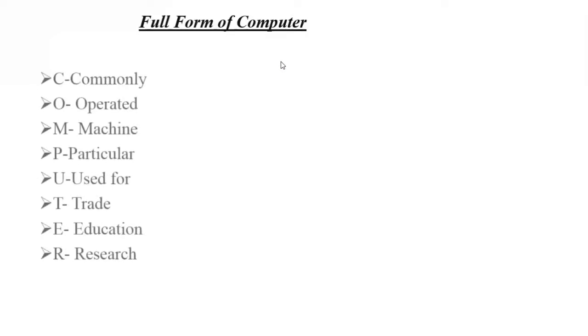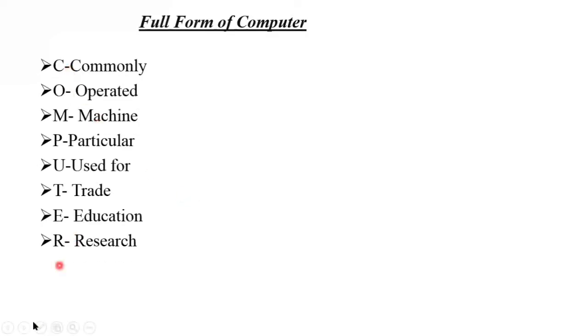Now the full form of computer. Computer is itself a short form of something. Now, what is the full form? C stands for commonly, O for operated, M for machine, P for particular, U for used for, T stands for trade, E for education, and R stands for research. So we can say: commonly operated machine, particularly used for trade, education, and research. This is the full form of computer.